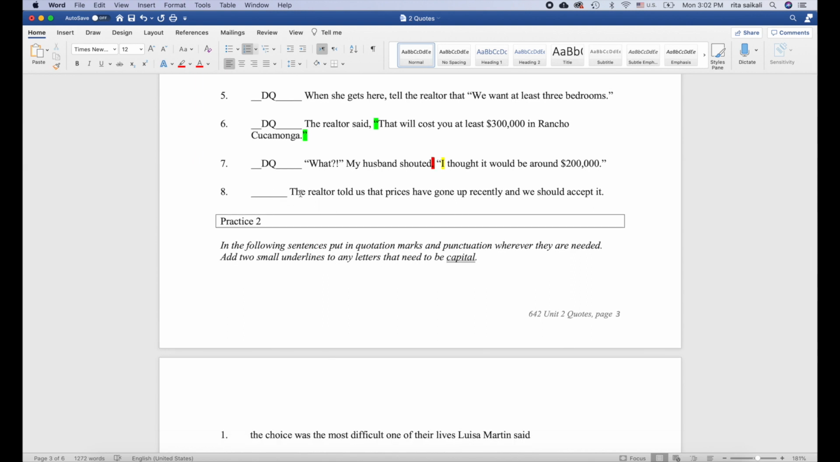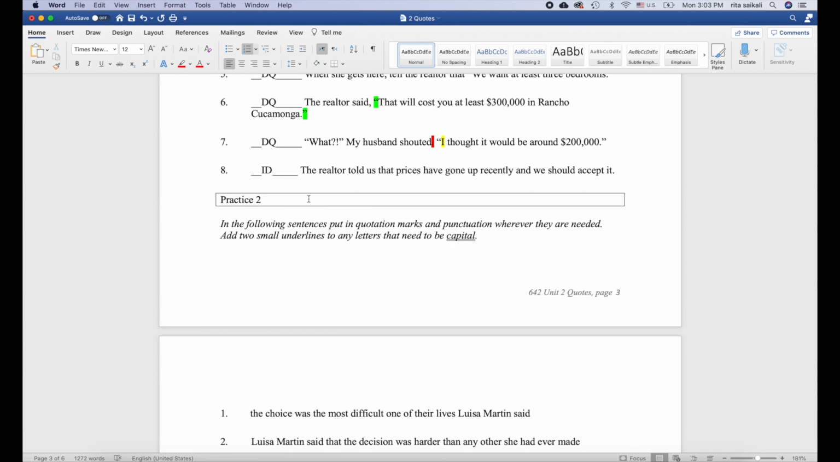The realtor told us that prices have gone up since we recently looked, and we should accept it. And this is an indirect quote because it's a summary of what the realtor told us.